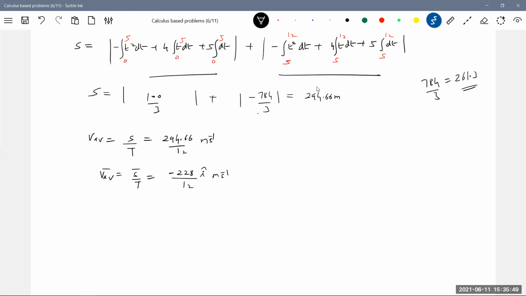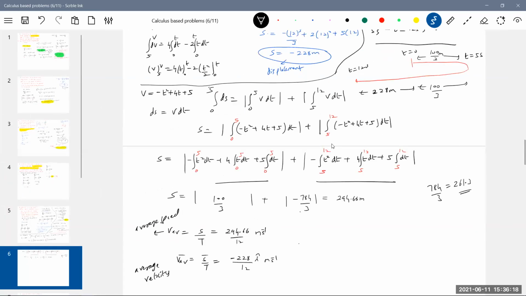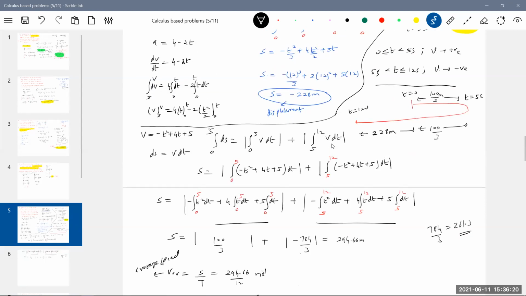This is the average speed. This is the average velocity. So finally, if you know acceleration as a function of time, you can calculate the average speed and average velocity, distance covered and displacement S. I think we have started. Our equation is a equal to 4 minus 2t. From that, we can find out so many things.